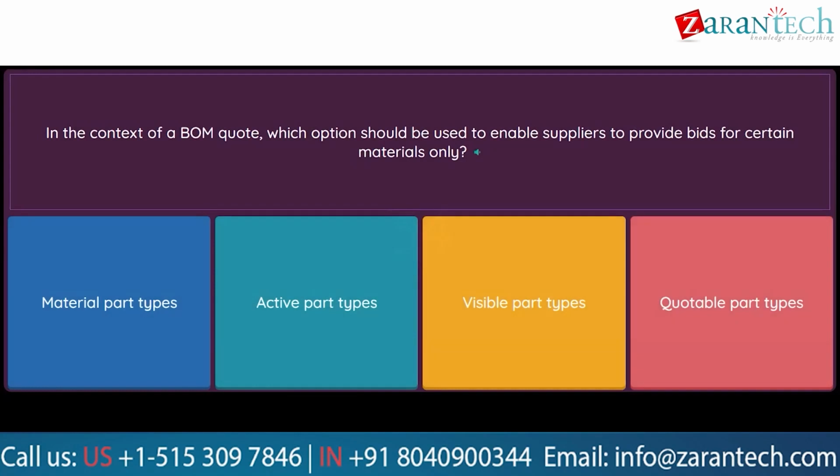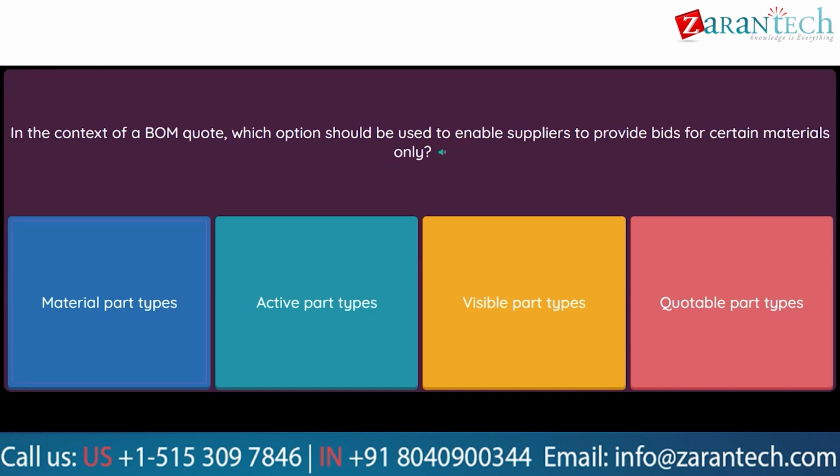Question: in the context of a BOM quote, which option should be used to enable suppliers to provide bids for certain materials only? Option 1 Material part types. Option 2 Active part types. Option 3 Visible part types. Option 4 Quotable part types.